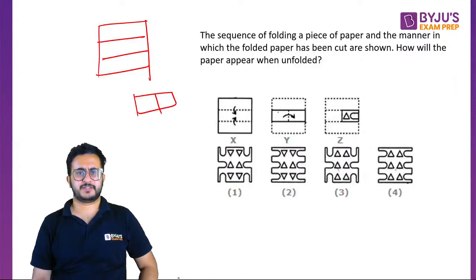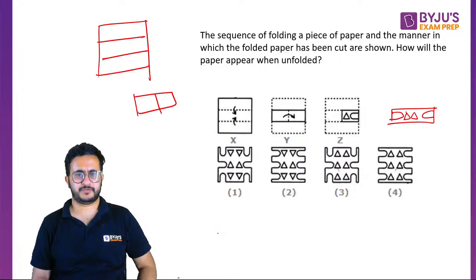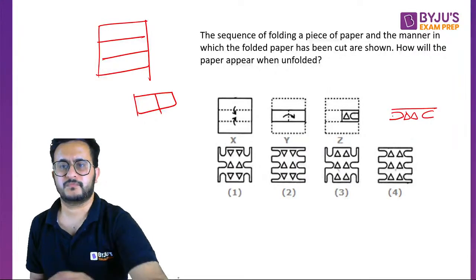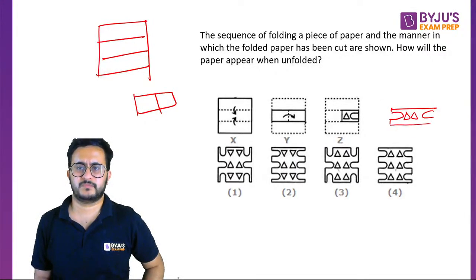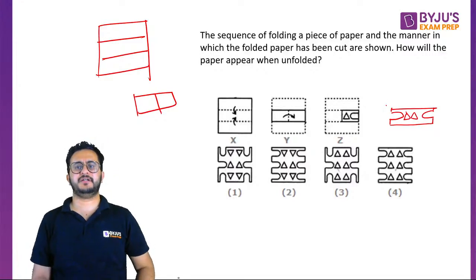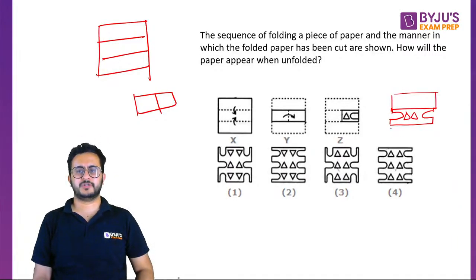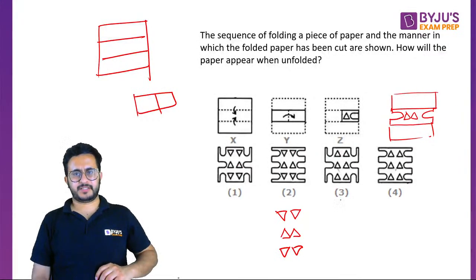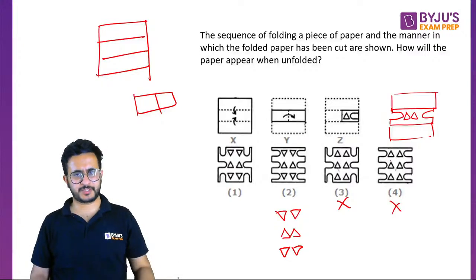So obviously, when it is converted to this shape, we will have two triangles like this, and this will be a C shape like this, cut like this, with the open face on this side. When we further open it up and down, these triangles will reflect. So the upper two triangles will be like this, and the lower two triangles will be like this. So in this case, all these triangles are straight, so we can eliminate options 3 and 4.